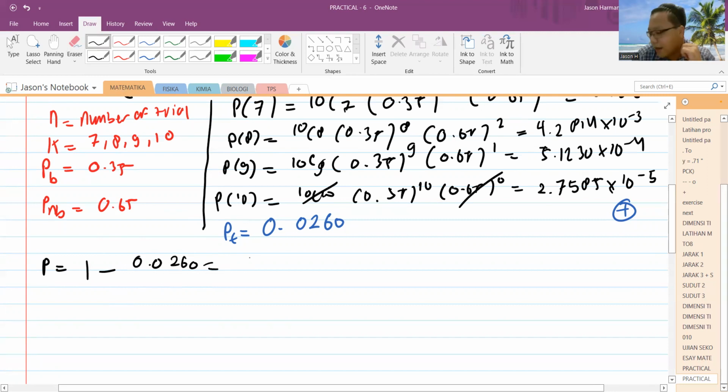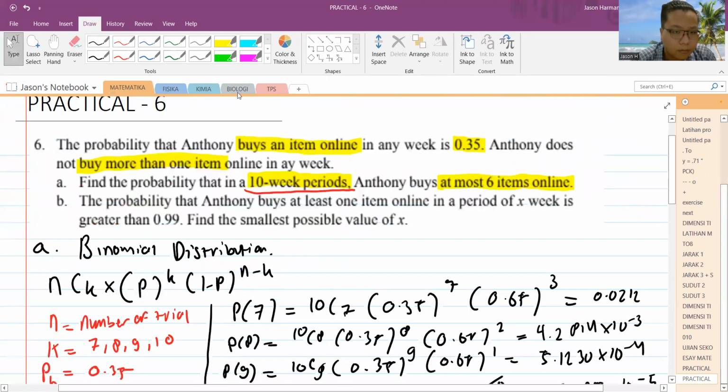4.0260, and you will get the value to be 0.9740, or, approximation. If you want to make it shorter, 0.97. And this is the answer for part A. Now, we're moving on with part B.